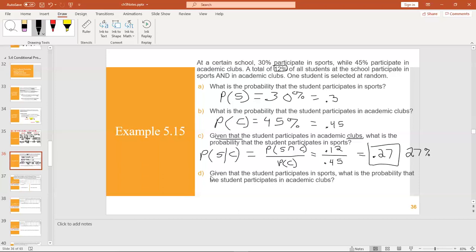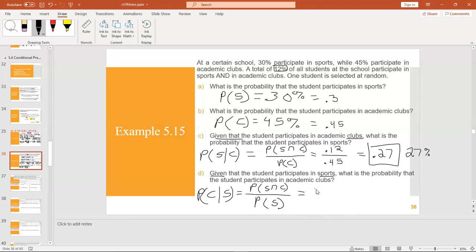Given the student participates in sports, so given sports, what's the probability that they participate in academic clubs? So here we're going to have our same formula, but it's going to be in reverse. The probability of club given a sport. What is that going to be? Well, from the formula, we know that this is going to be the probability of sports and clubs, the probability of the two of them together, divided by the probability of whatever's given. So divided by the probability of sports.